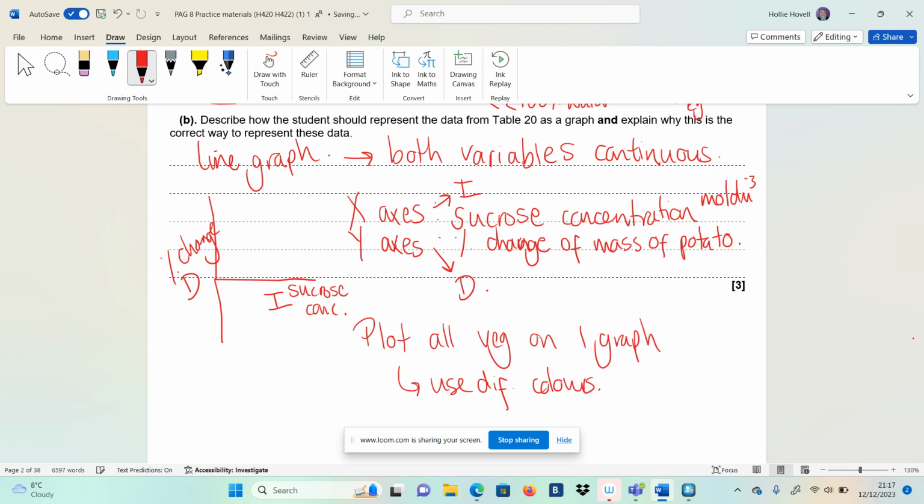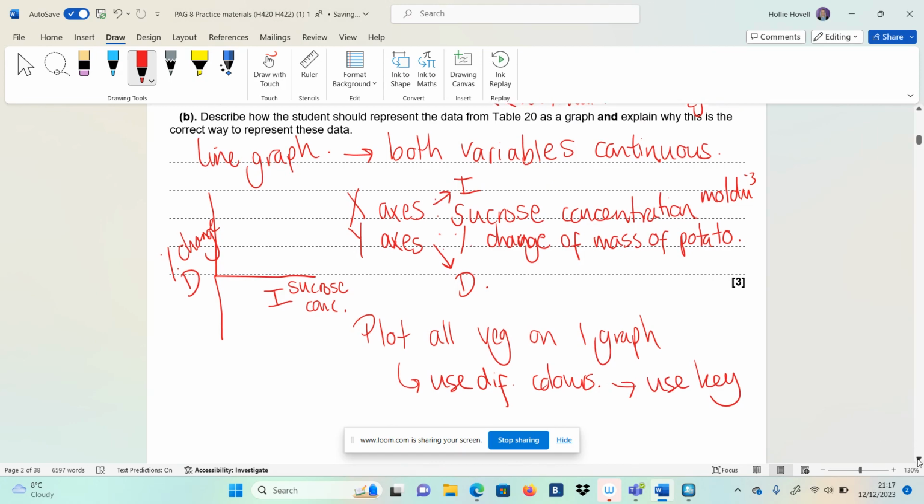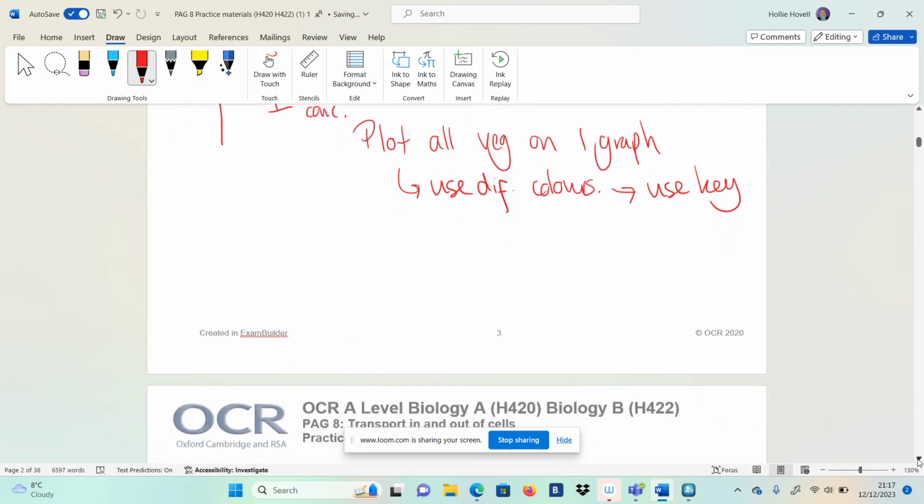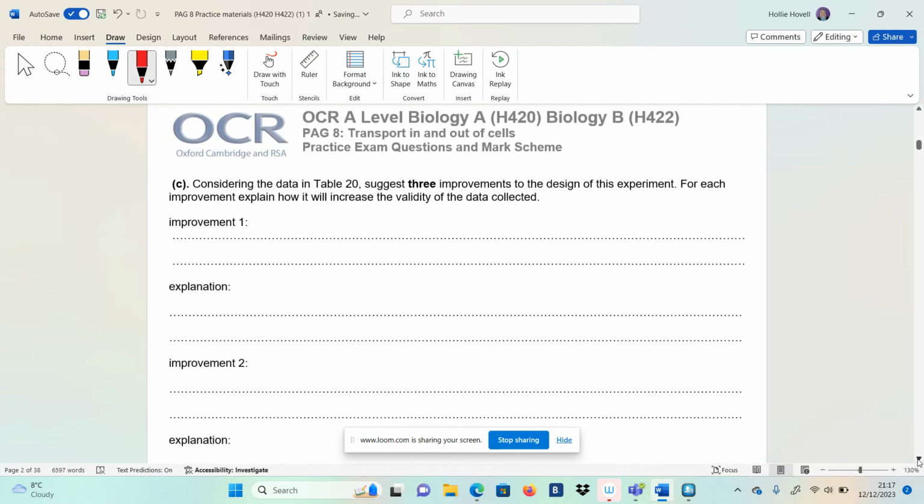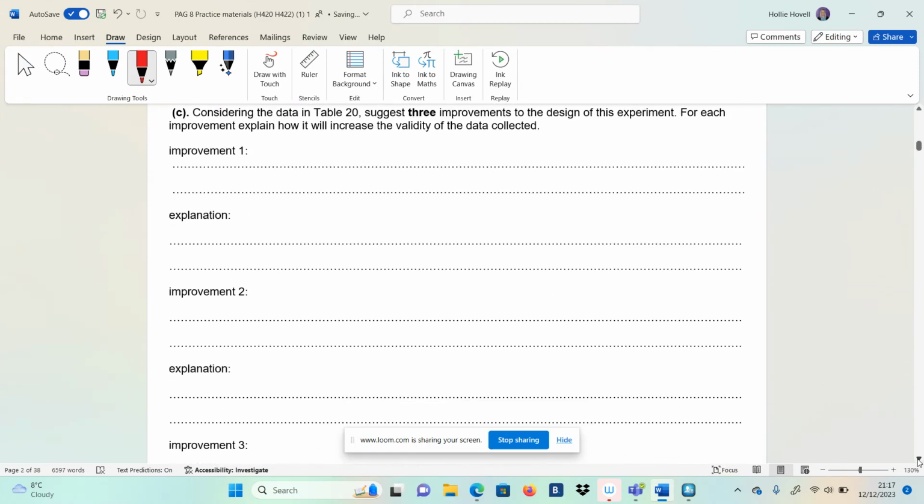Yeah, whenever we need to plot more than one line on a graph, we always add a key and use different colours. So hopefully that's nice and familiar. It's just getting in the habit of how to explain it. Okay, so by doing the PAG, you learn how to do the graph, but by going through these types of questions, you learn how to describe them, how to answer the questions about it.